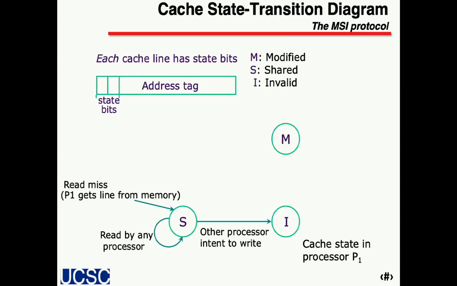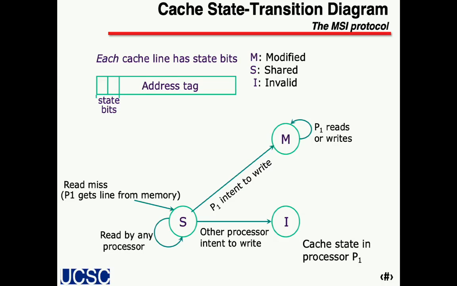Some other processor wanted to write to it, and the other processor requested the intent to write. And so processor 1 invalidated itself. It ejected the data and put the cache state in I. Now, if P1 itself wants to write the data, then it expresses its intent to write, and of course expresses this over that bus. And then it can go to the M state. So now it's in the M state, the modified state. It can do all the reads or writes it wants.